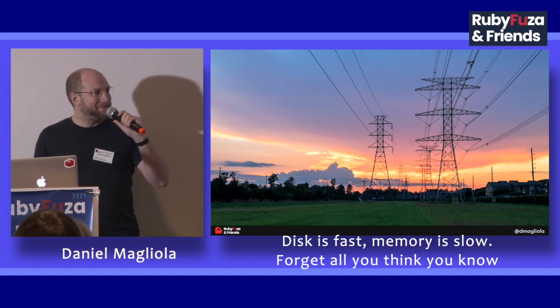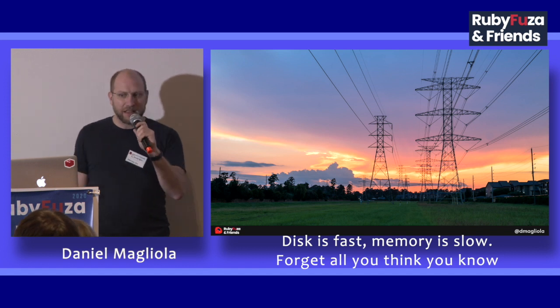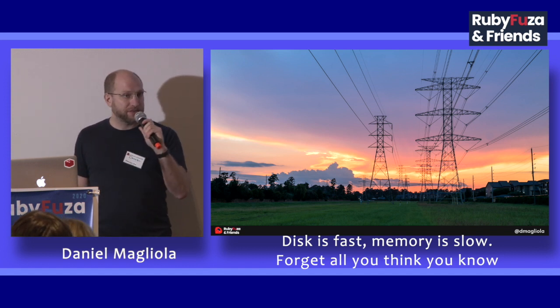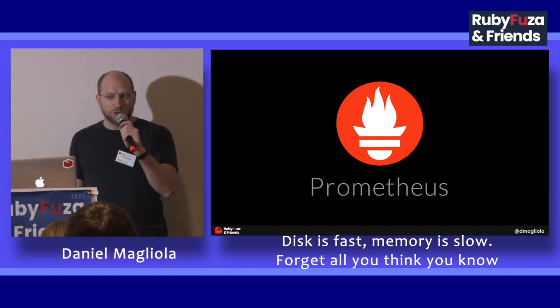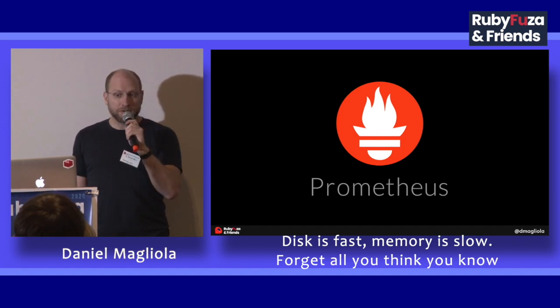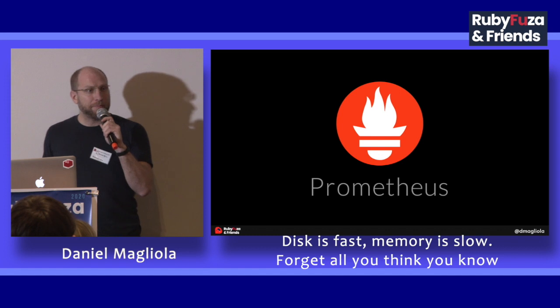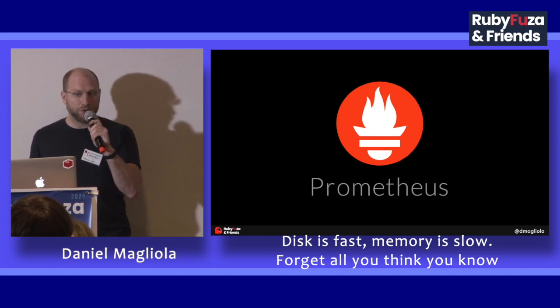So for us, uptime is critical. And among other things, that means having good metrics for your apps is critical. Now, one of the main tools we use is a metrics server called Prometheus. Now, we love Prometheus, but we had a pretty big obstacle trying to get it working with Ruby.